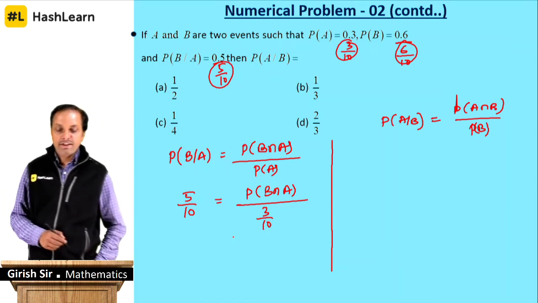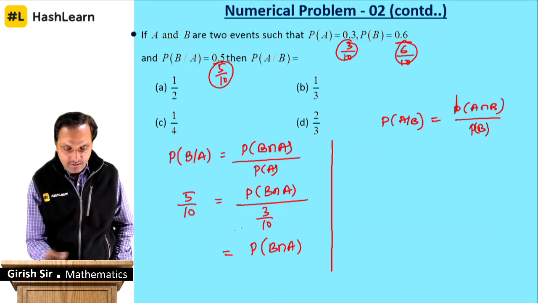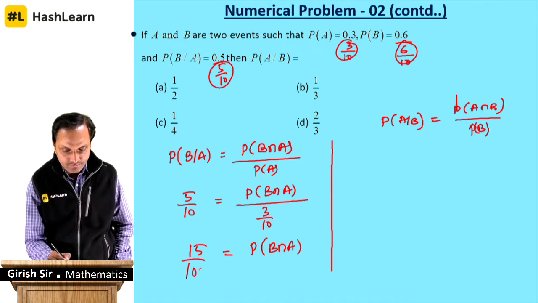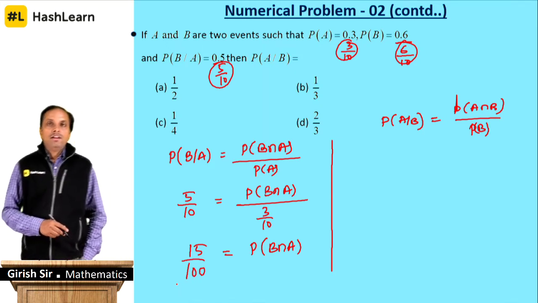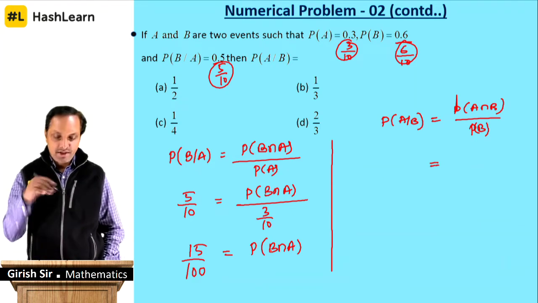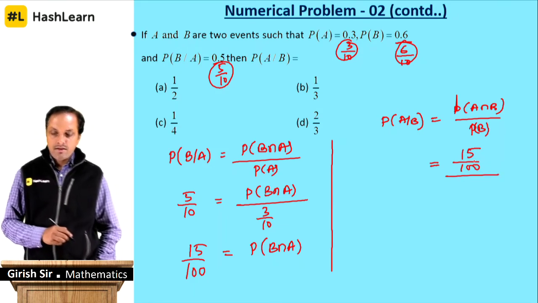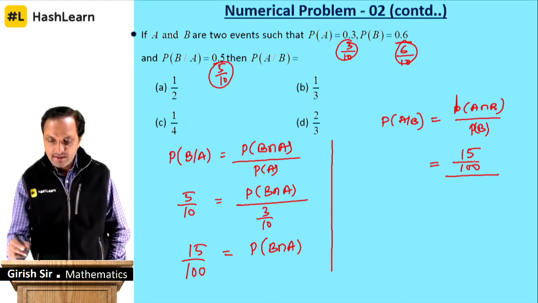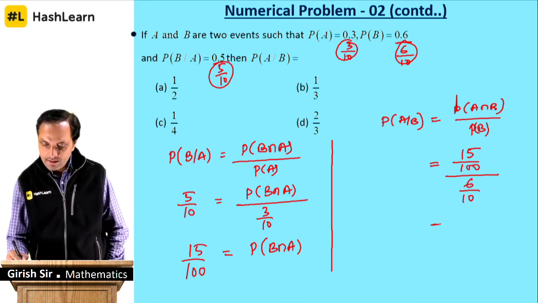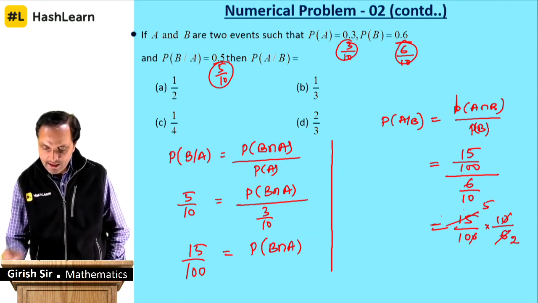So let's find B intersection A. With this you can write probability of B intersection A, that is 5 into 3 is 15 by 100. 15 by 100. Let's substitute this later here. B intersection A is nothing but A intersection B, that is 15 by 100. Substitute here, and probability of B is given as 6 by 10. If we simplify this, what will happen? That should give you 3. Here one 0 cancels. 3 2s are 6, 3 5s are 15.